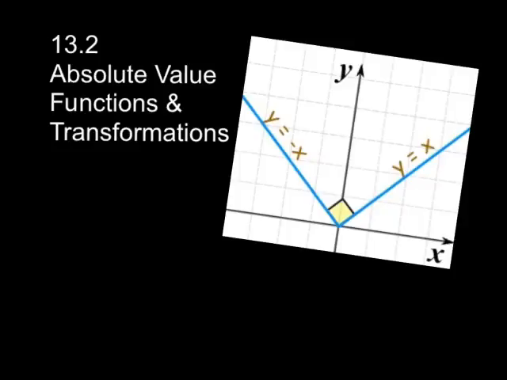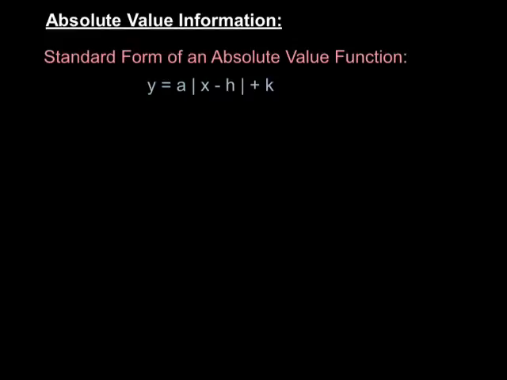13.2 Absolute value functions and transformations. Here is some absolute value information that you should know before we get started. The standard form of an absolute value function is y equals a times the absolute value of x minus h, plus k. Now this is just the standard form.